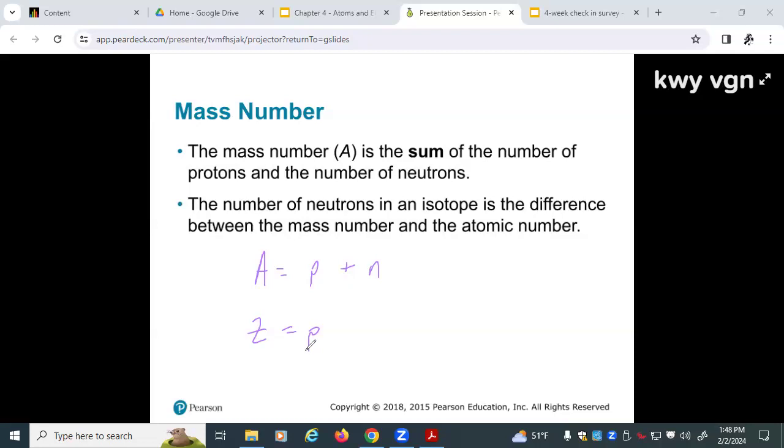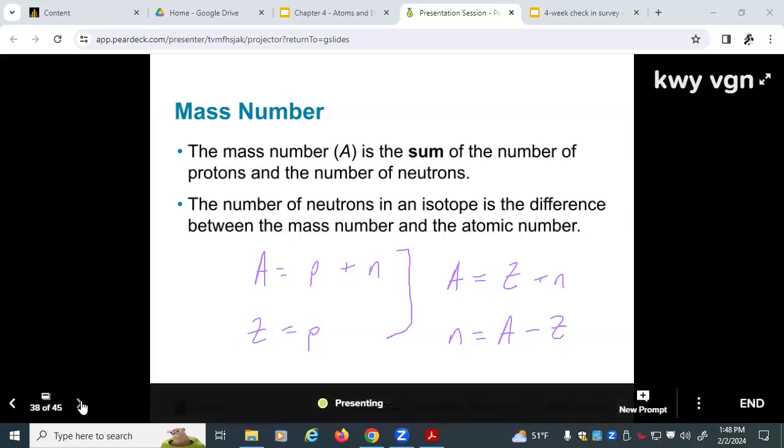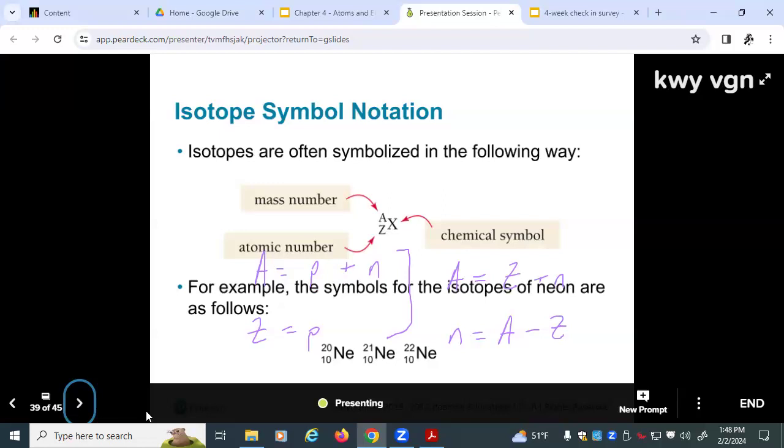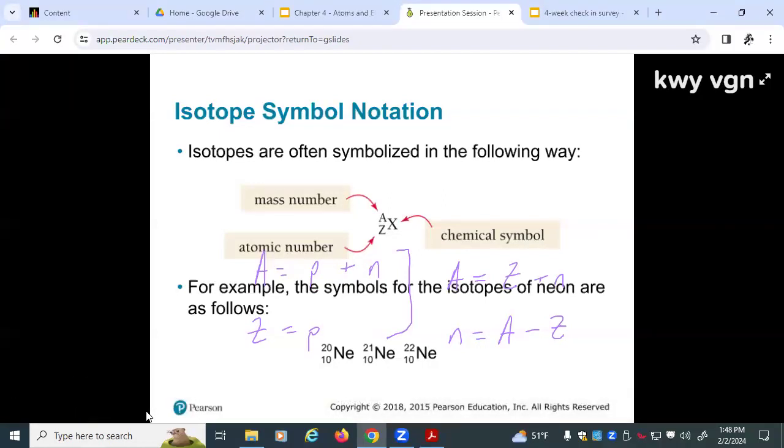And so what you can see is that with these two together, I can write a couple of other equations. Mass number is equal to atomic number plus neutrons. Or if I'm just looking at neutrons, neutron number is equal to atomic number subtracted from mass number, A minus Z. And so if we put all of these together, what we have is something called isotope symbol notation.